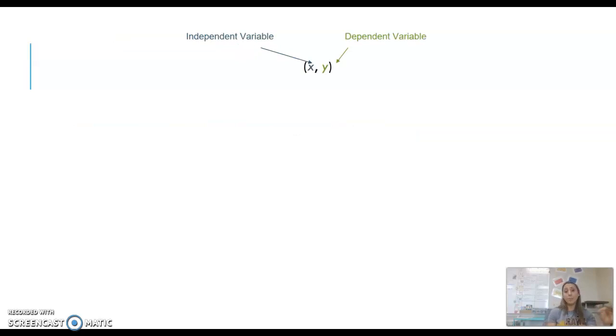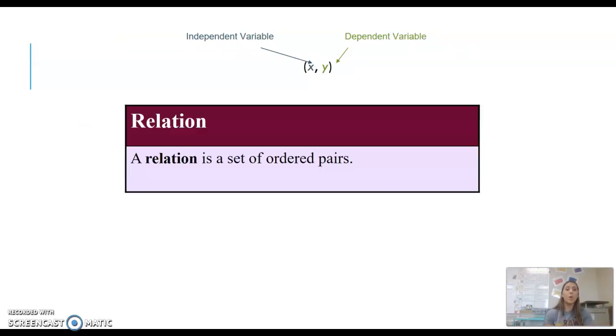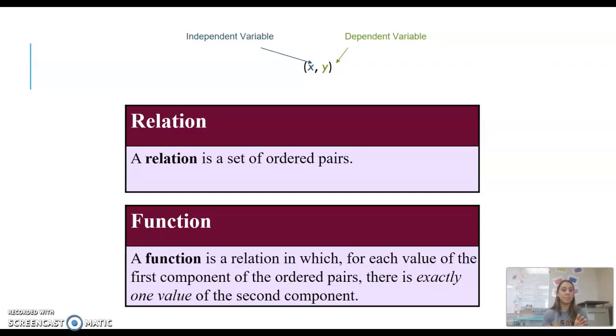So we've got our independent variable x. We've got our dependent variable y. So a relation is a set of ordered pairs. I'm going to go next. If you want to hit pause, now would be a good time.